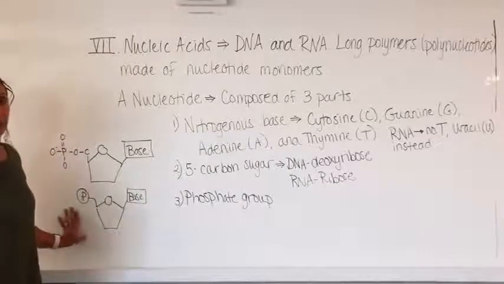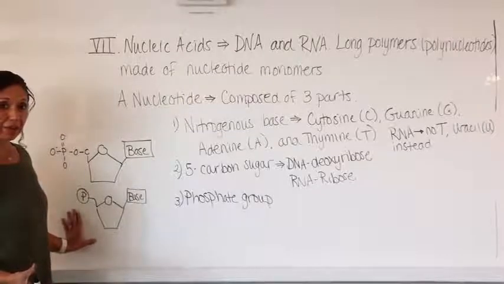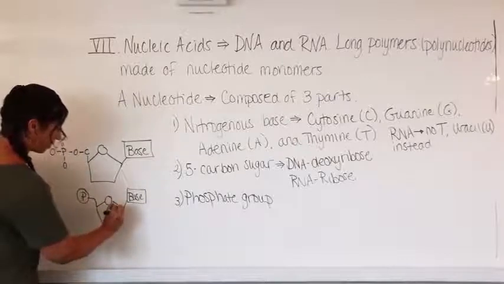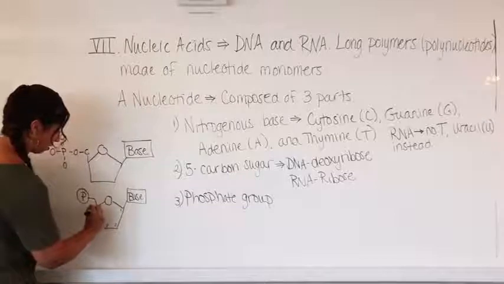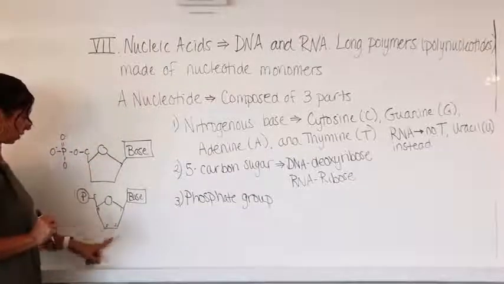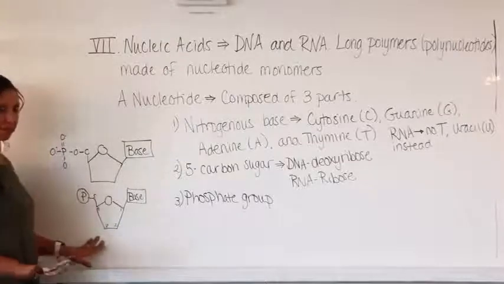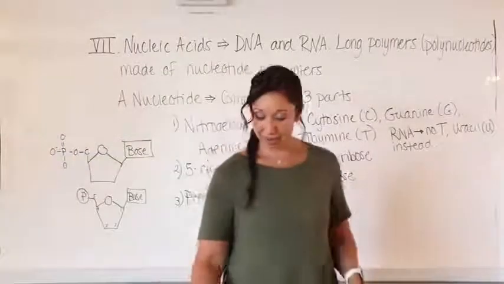Now remember how we number things in organic chemistry when we're talking about carbons? So you start at the oxygen and you work your way around clockwise. This will be carbon number 1, carbon 2, 3, 4, and 5. This carbon is that carbon right there. So 1, 2, 3, 4, 5. There's your 5-carbon sugar. Remember this numbering, it's going to come back in a minute. So that is how you create a nucleotide.